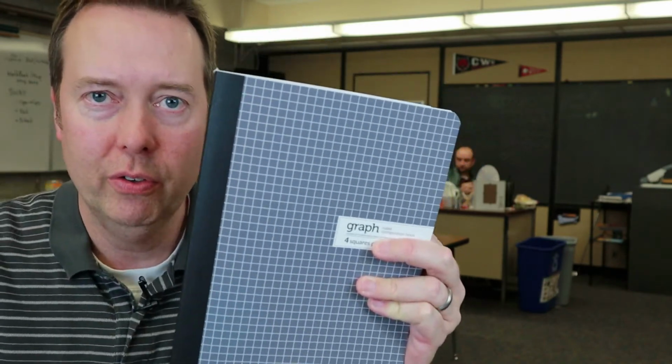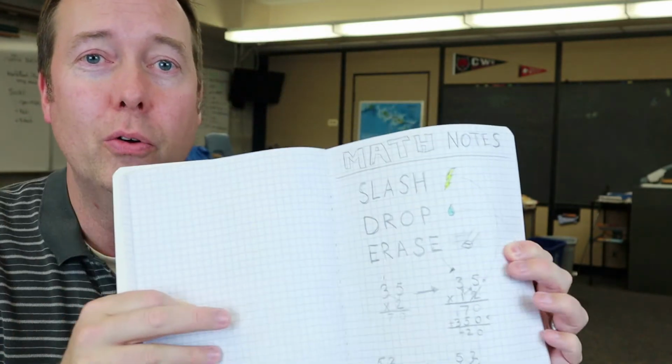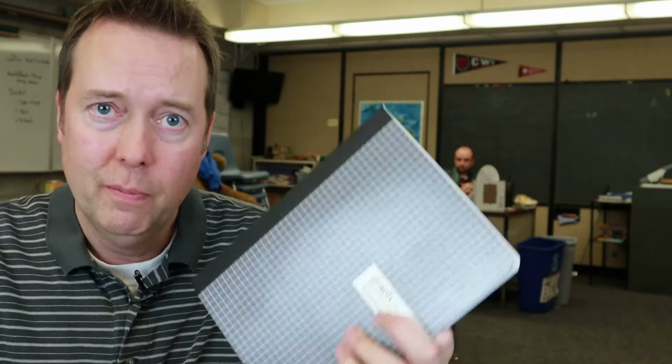So all you're going to need for today really is your math journal, because we're going to start by taking some notes, just like we did when we started talking about slash, drop, erase for the first time. I want to make sure we're using the same language when we're talking about how to do some division. So grab your math journal, a pencil, and then follow along with me.